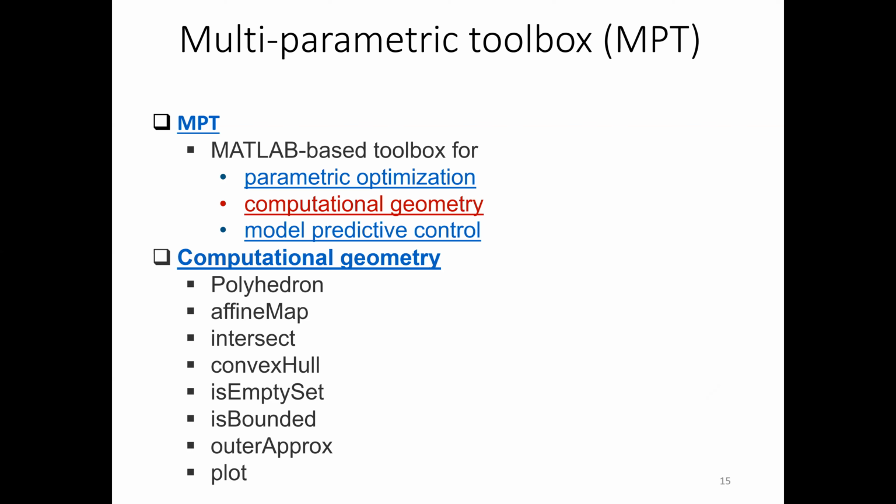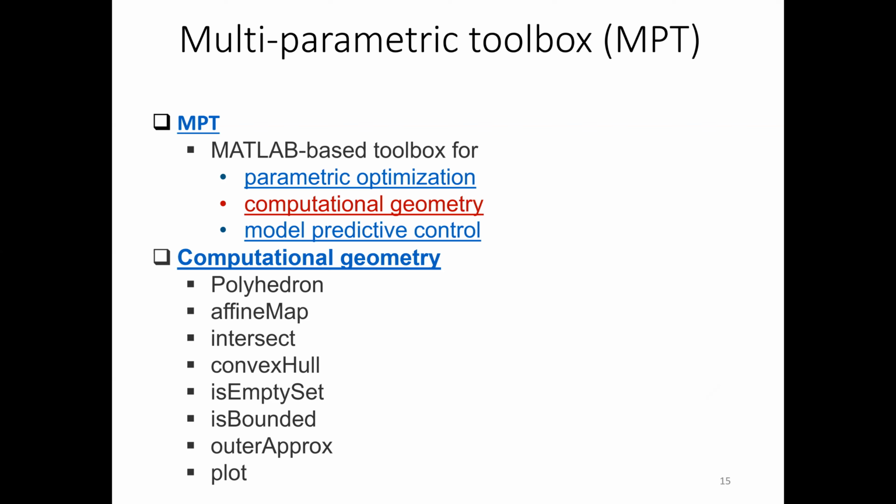And then we also talk about a very important method called isEmptySet. This method will check the emptiness of a polyhedron. So when you get the intersection between two polyhedrons, you get another polyhedron, and then you need to check whether it's empty or not. If it's empty, that means there is no intersection between the two polyhedrons, okay? And then another is the isBounded method. You check the boundedness of a polyhedron.